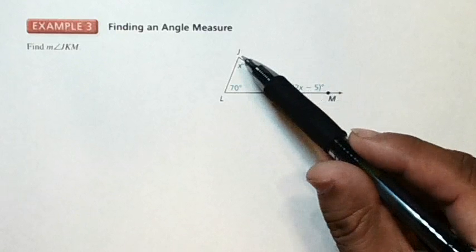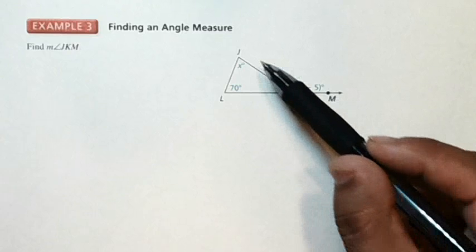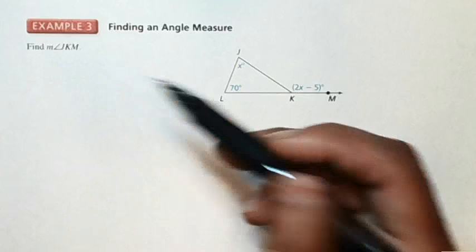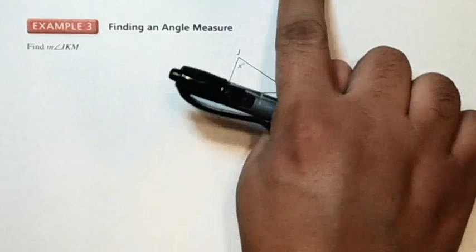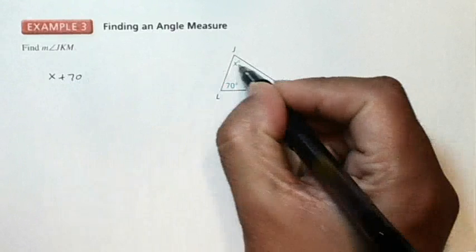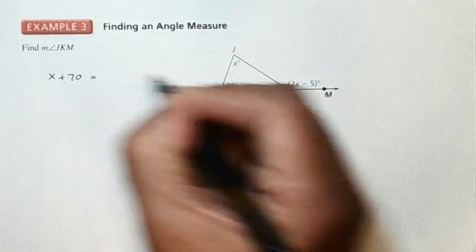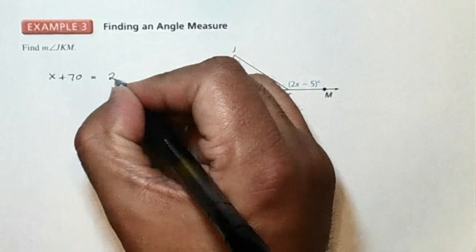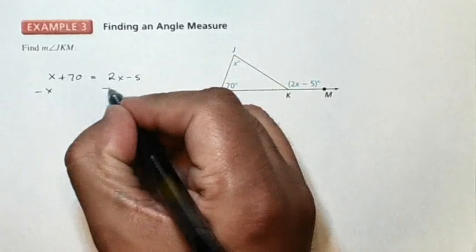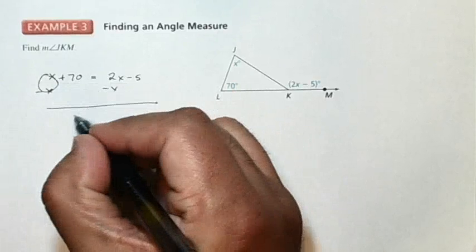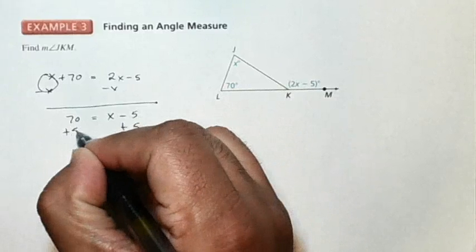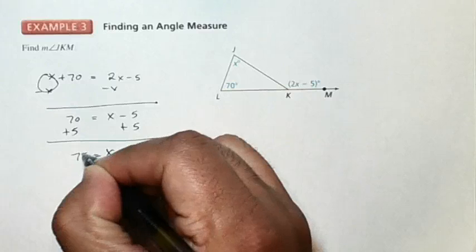If you notice, I've got this angle JKM, this exterior angle here. Okay, and I want to solve for x so that I can find the measure of angle JKM. Based on the theorem above, the angles x plus 70, the sum of them has to equal this exterior angle here, 2x minus 5. So if I'm moving things around, I'm going to move this x towards the right. This is 70 is equal to x minus 5. Add 5 to both sides. x is equal to 75.